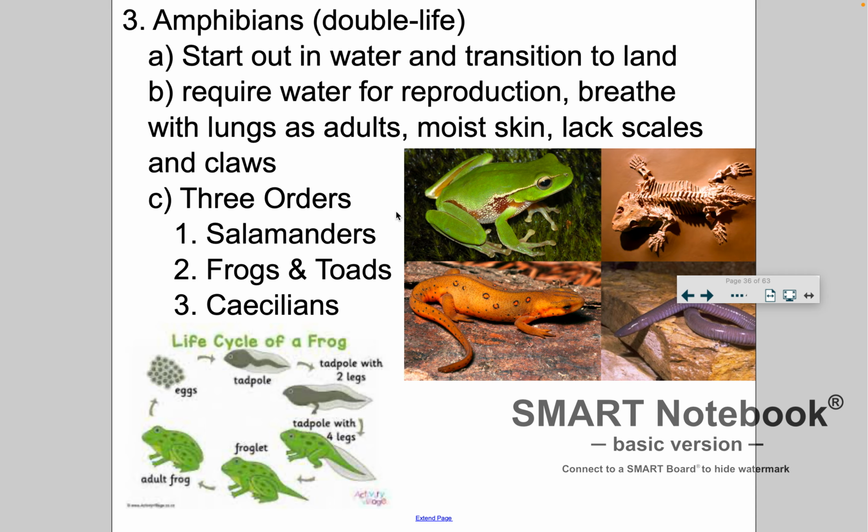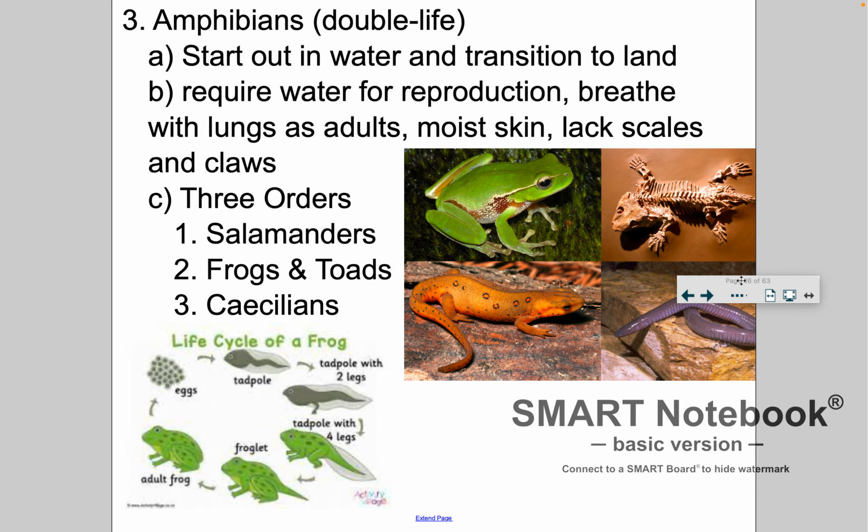They do need water for reproduction. That's where they'll lay their eggs, and they breathe with lungs as adults. They use their moist skin to help make up, because their lungs are kind of small. They don't have scales or claws. But there's three orders of amphibians: the salamanders, frogs and toads, and then the caecilians.